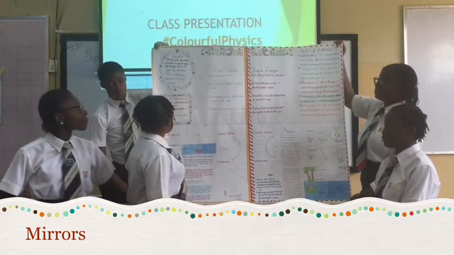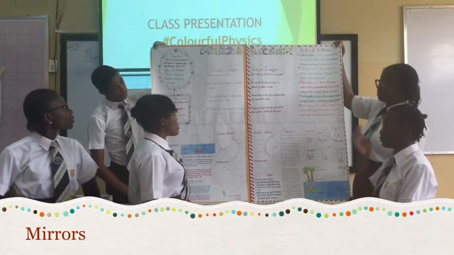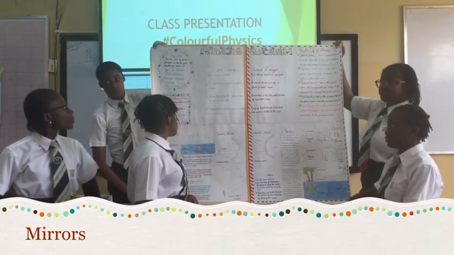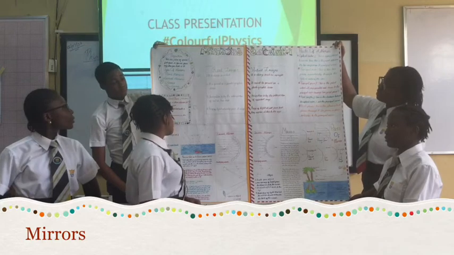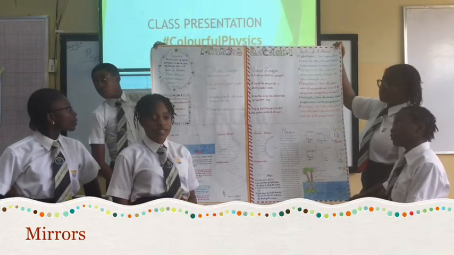Mirrors. This is a piece of special flat glass, so you see yourself when you look in it. We have two types of mirrors, plane mirrors and curved mirrors. Under curved mirrors, we have concave and convex.